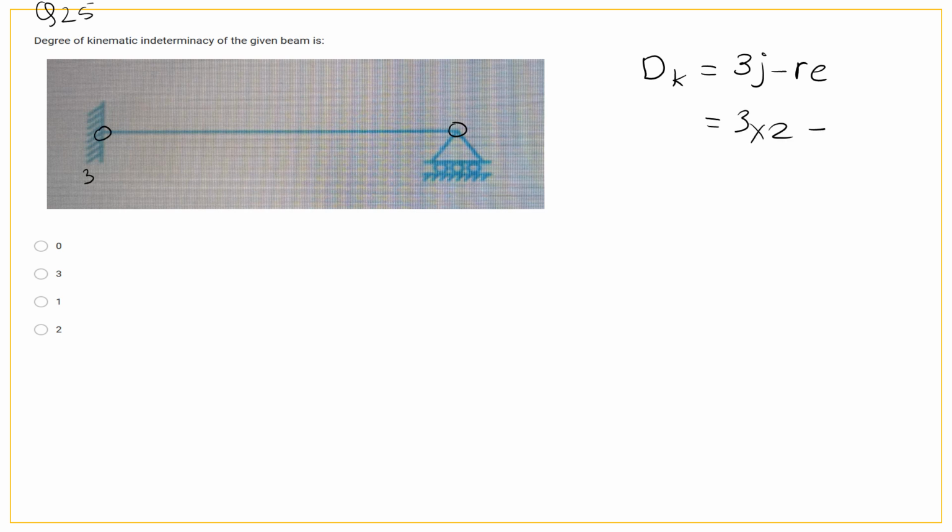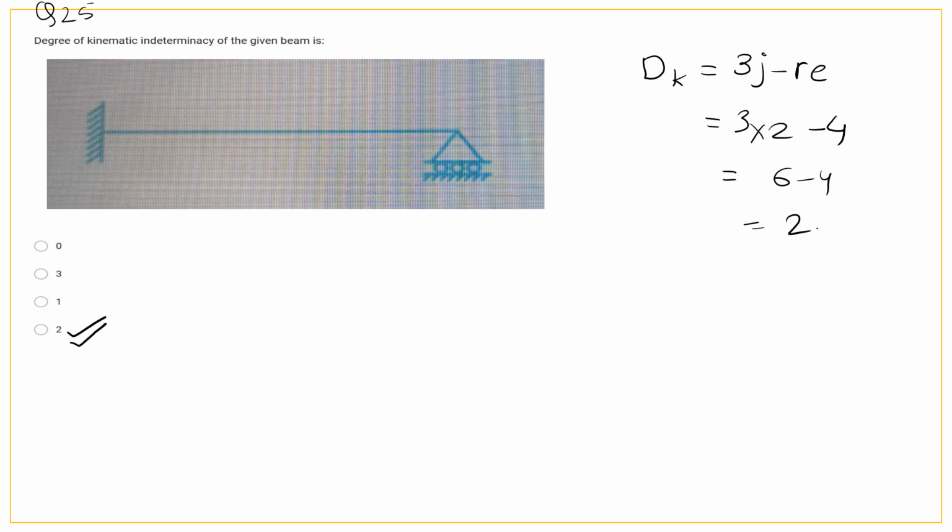Reactions are, here for fixed beam 3 reactions are there, and for roller 1. So Re is equal to 4, 6 minus 4 equals 2. So this 2 is the Dk for this given beam. And there is one another method to find out the degree of kinematic indeterminacy.